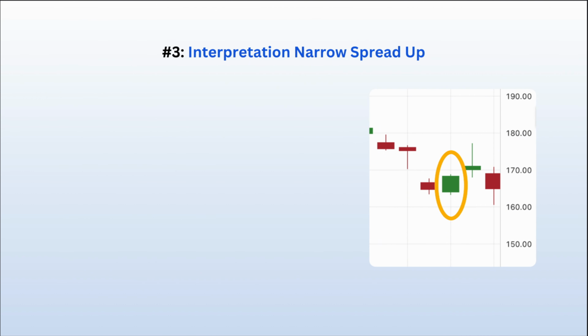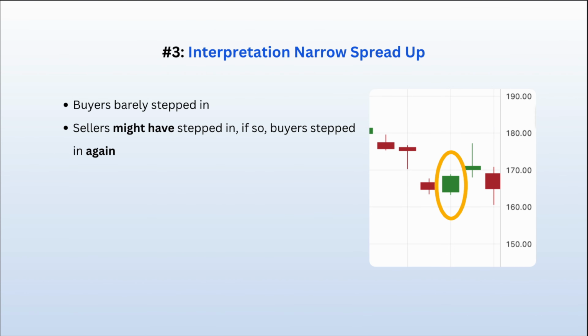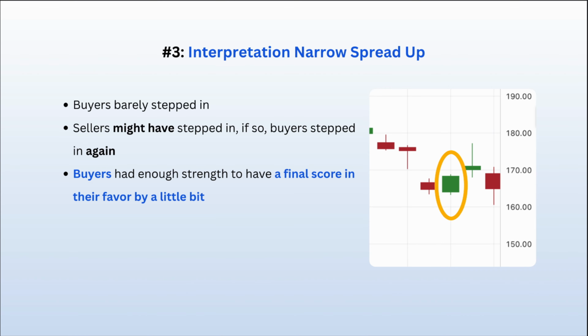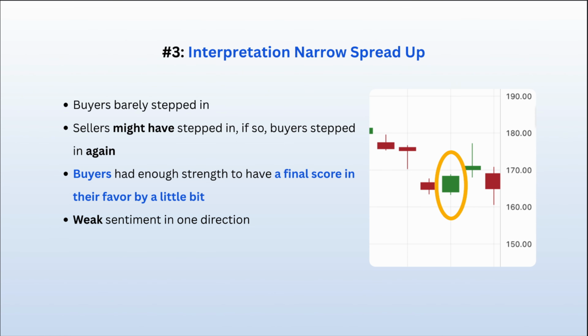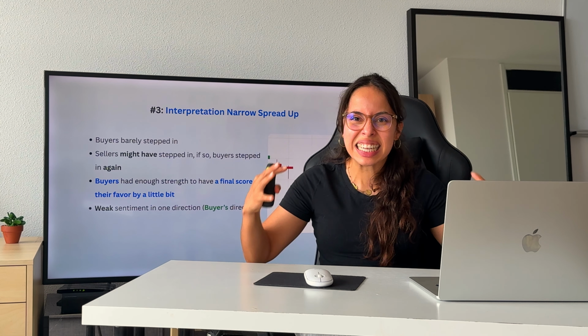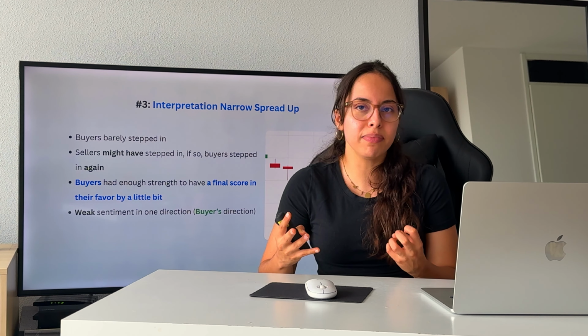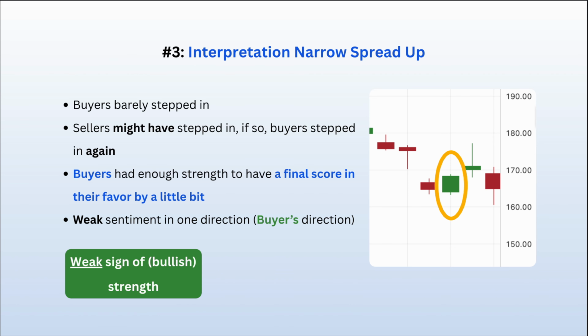How do we interpret this narrow spread up candlestick? We know that the buyers barely stepped in, and we know that, yeah, sure, the sellers might have stepped in, and even if they did, the buyers stepped in again. Overall, the buyers had enough strength to have a final score in their favor. By a little bit, not by a lot, but by a little bit. So in this case, there is a sentiment in one direction, which is in the buyer's direction, but the sentiment is weak. It's not like the buyers are clearly winning. The buyers are like, winning. Therefore, this is a sign of strength, but of weak strength, because the buyers are not incredibly strong, you know?